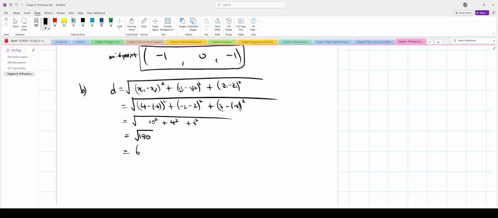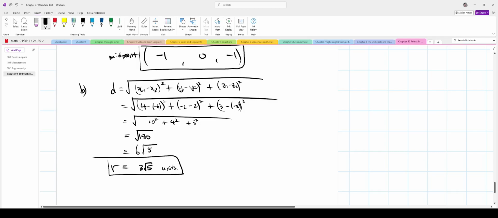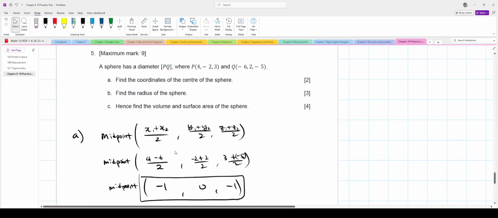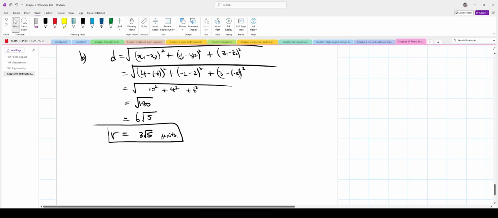I think I can simplify that to 6 square root of 5, because 36 times 5 is 180. Oh, sorry, my bad. So this is the diameter. That means the radius is half of the diameter, which is 3 square root of 5. Now we know the radius. I think we can find the volume and the surface area of the sphere quite easily. The volume is equal to 4 over 3 pi r cubed.